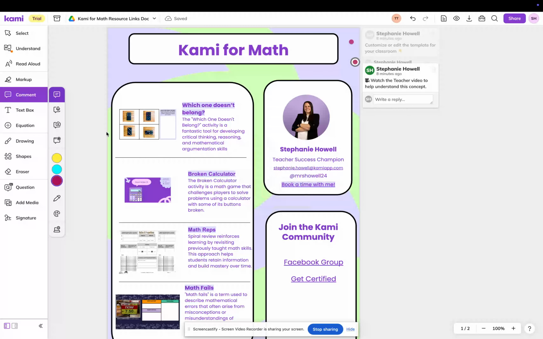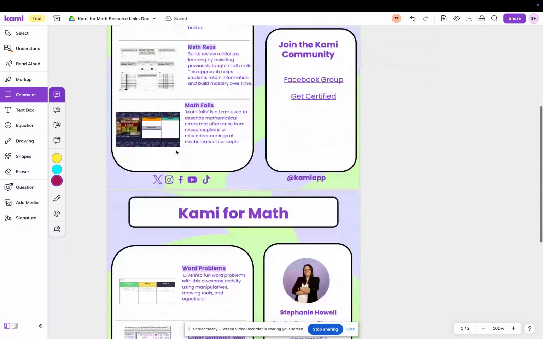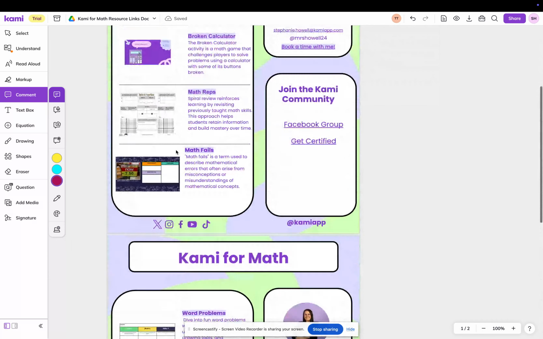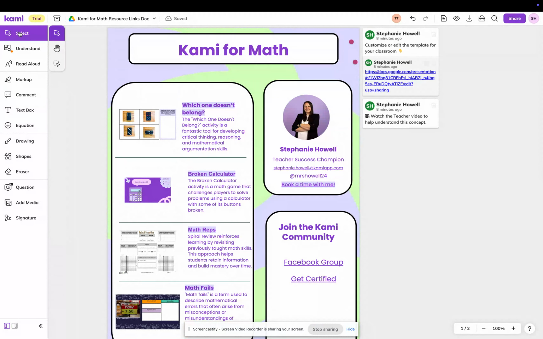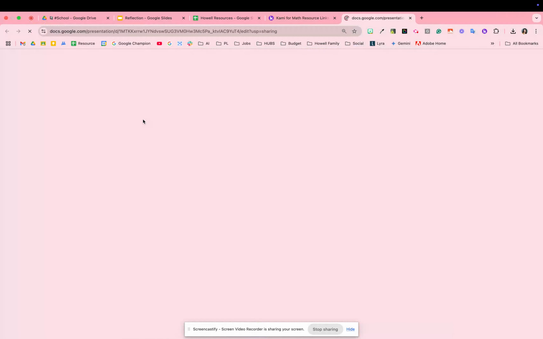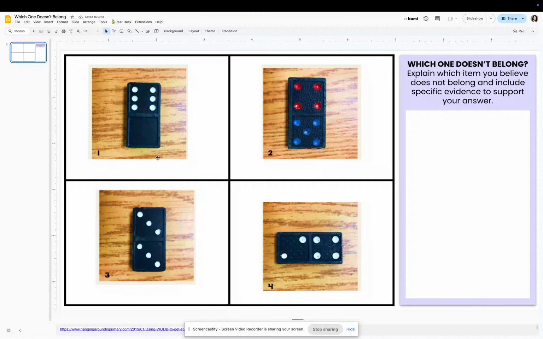With this activity, there's multiple different ways that you can use Kami for math. And this gets students thinking, collaborating, and even sometimes comparing and contrasting. And so with this resource, you can use the select tool and click on any of these images. It's going to take you to the resource where you can edit the template.